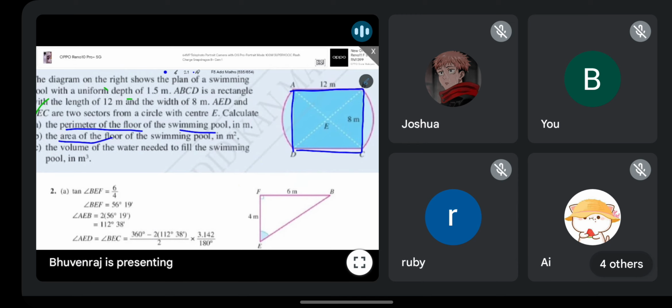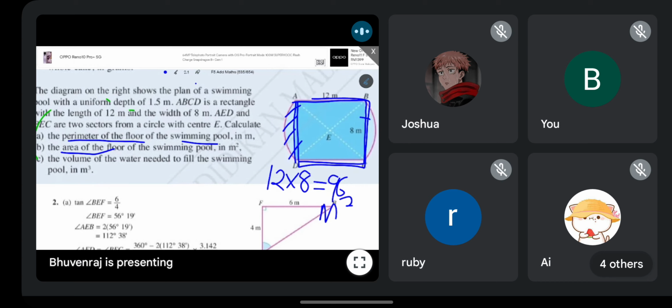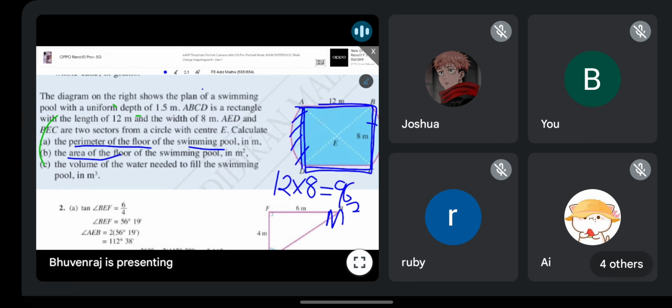Okay, so area kamu kira lah panjang, luas segi 4 tepat ni. 12 kali 8 sahaja. 96. Tapi jangan lupa kamu ada juga luas yang ni. 2 yang ni. So guys, can you all tell me, macam mana kira yang kecil ni? Apa konsep dia? Apa tolak apa?